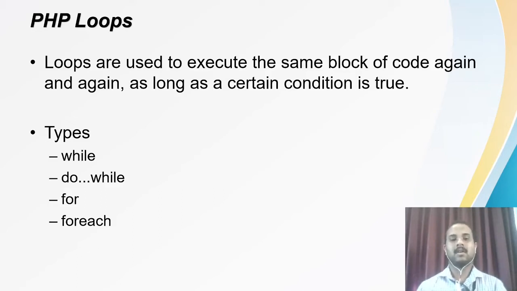For loop is mainly used when we know how many times a certain set of code or command needs to be executed. And for each belongs completely to the array. So when you have an array, you can use for each.